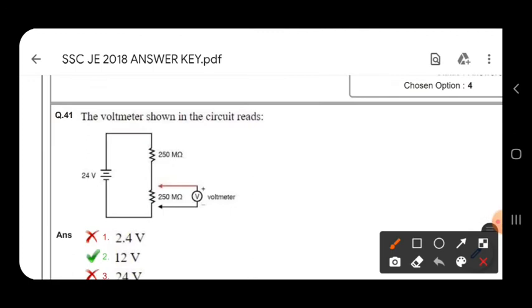The voltmeter shown in the circuit reads, you just see friend, voltage is given 24 volt and the total circuit is connected in series, and this is also 250, this is also 250, so equal voltage is divided across both resistors, so the answer is 12. Anybody can imagine it, but if you put the voltage division formula also, you can find this is 12 volt.